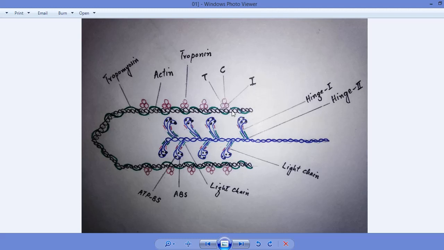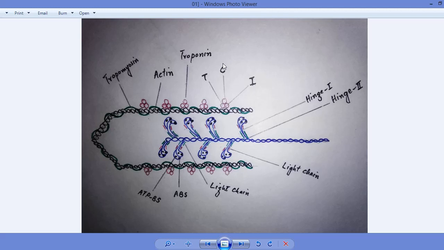This is the actin, and the red color is troponin, which has three domains: troponin T, troponin C, and troponin I. The troponin T domain is responsible for binding with the tropomyosin. The troponin I is responsible for binding with the actin filament, the F-actin, and troponin C is responsible for binding with the calcium ions, which are liberated by the cell.